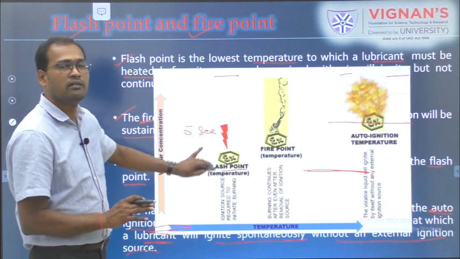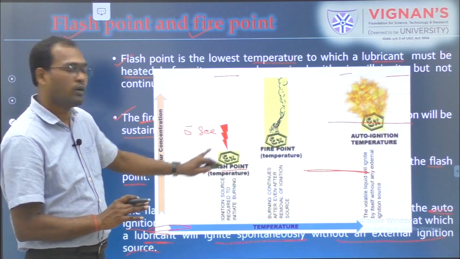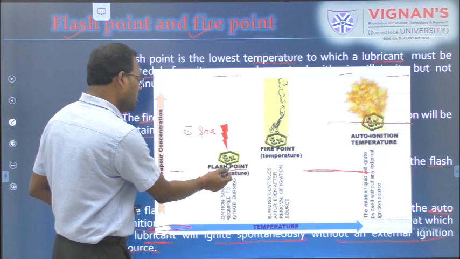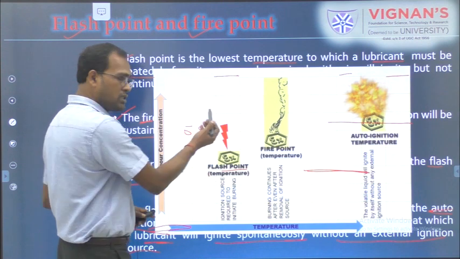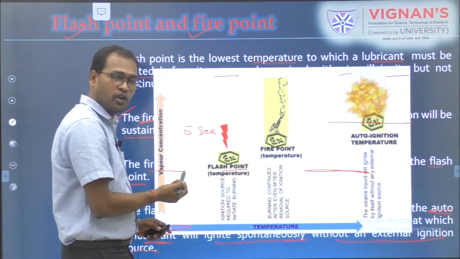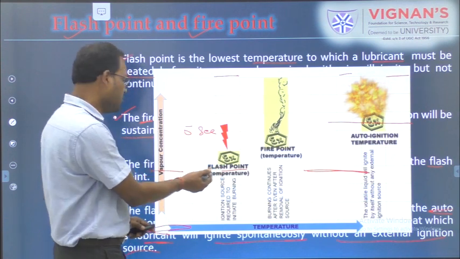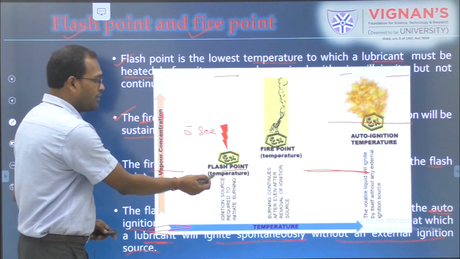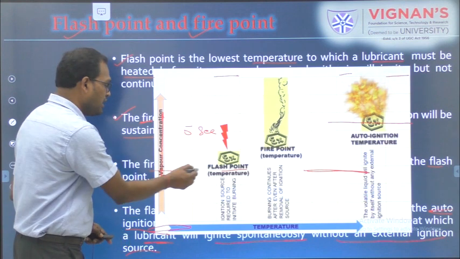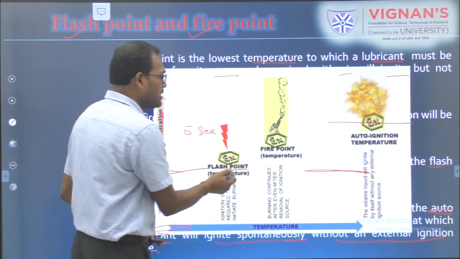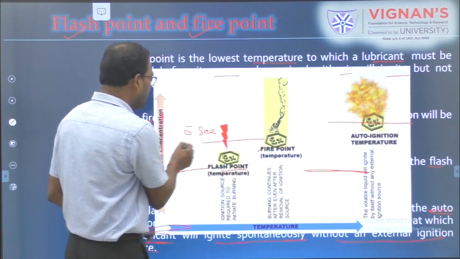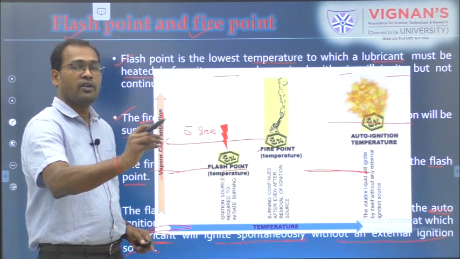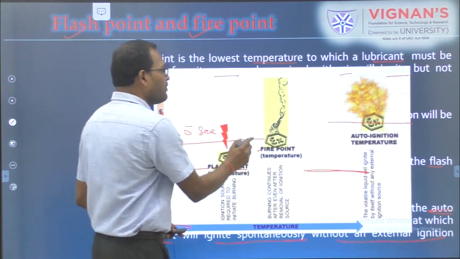So this is just a pictorial representation of all three. Here you can see the flash point: it starts and then it puts off. It won't stay for a longer time, and you can see the vapor concentration of flash point is very low compared to the others. At the fire point, it burns and stays for a few seconds, and that is your fire point.